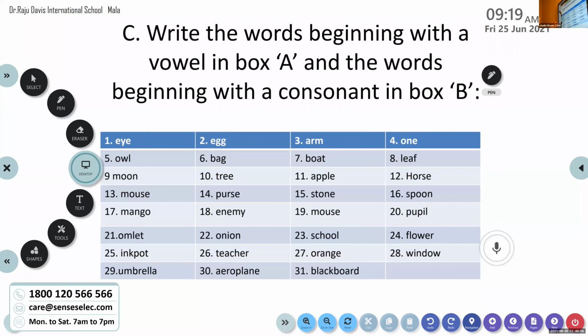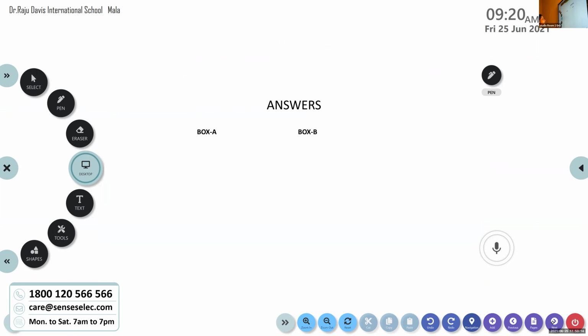I hope we have also finished with this exercise too. Have you not finished, children? Yes or no? I told you the remaining words, if they are there, you can do it by yourself. Answer keys will be sent to you. Don't get worried. If you want me to discuss, I'll be discussing it for you. In box A you write all the words that start with vowels, in box B all the words with consonants.